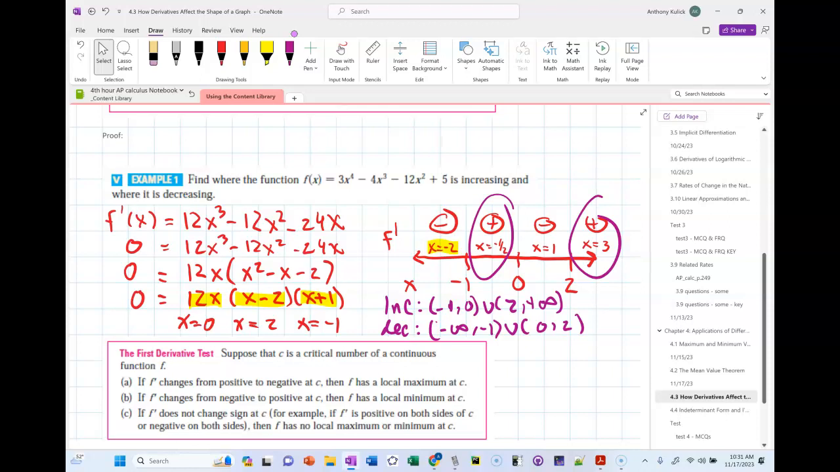This leads us to our first derivative test. This is one test we can use to determine whether those critical values, -1, 0, and 2, are maxes or mins. So if I look, it says, suppose C is a critical number of the continuous function f. If f prime changes from positive to negative at C, then f has a local maximum at C. So if I look, that happens at 0, right?